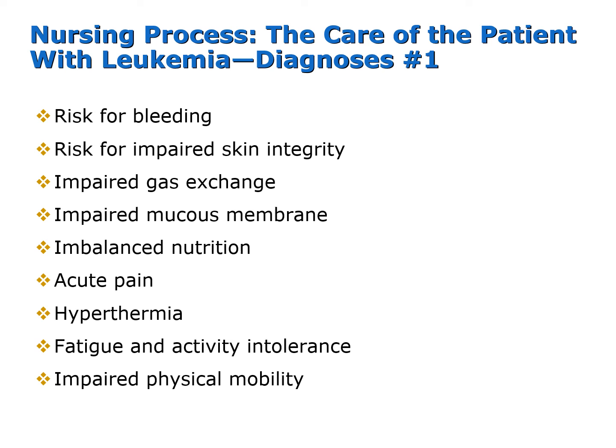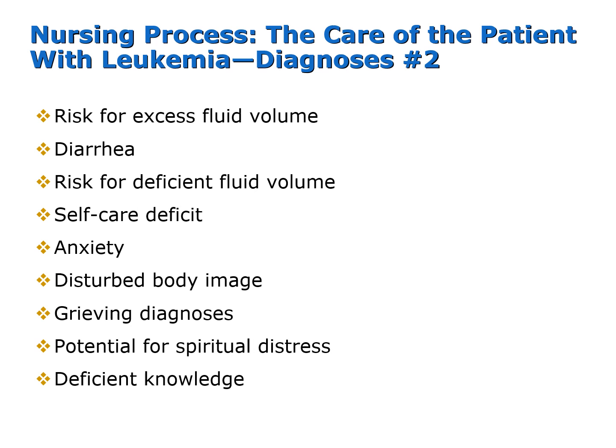Some of your diagnoses, we've mentioned some of these already: risk for bleeding, risk for impaired skin integrity, impaired gas exchange, impaired mucous membrane, imbalanced nutrition, acute pain, hyperthermia, because your regulation for temperature may end up not even working properly, especially when the patients become neutropenic, right? Fatigue and activity intolerance, impaired physical mobility, all of this you're looking at closely.